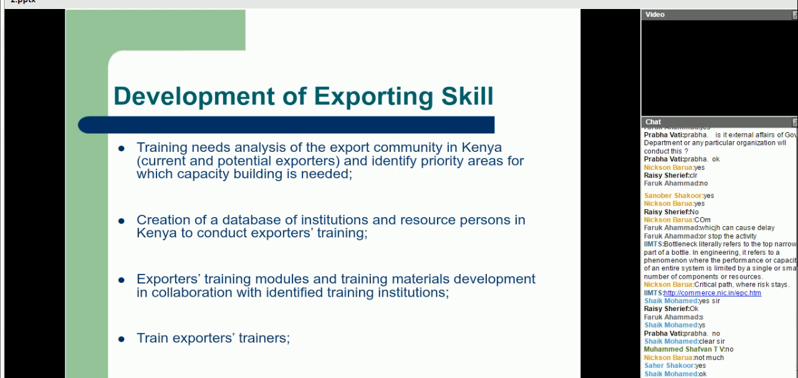Development of exporting skills, skill development. Training need analysis of the export community in Kenya, current and potential exporters, and identify priority areas for which capacity building is needed. So they help the exporters who are lacking skills of exporting and provide exporting skill training to them. Creation of a database of institutions and resource persons in Kenya to conduct exporters training modules and training materials development in collaboration with identified training institutions. So all the training materials will be provided by them only. Train exporters, trainers. And the trainer will also be arranged by them.